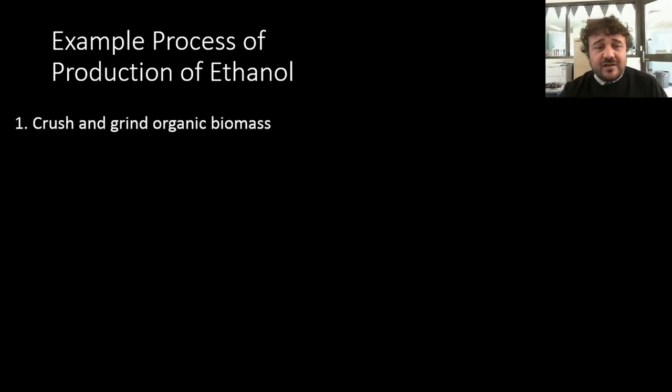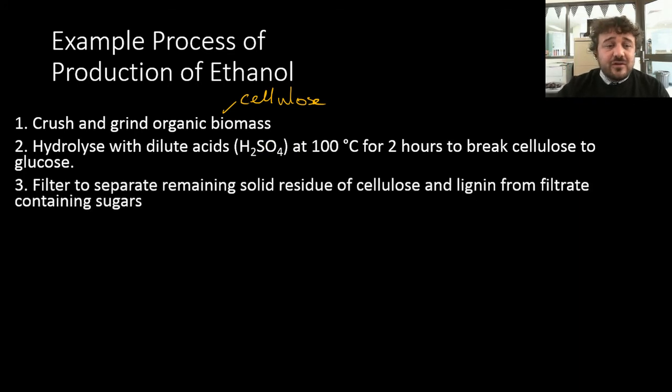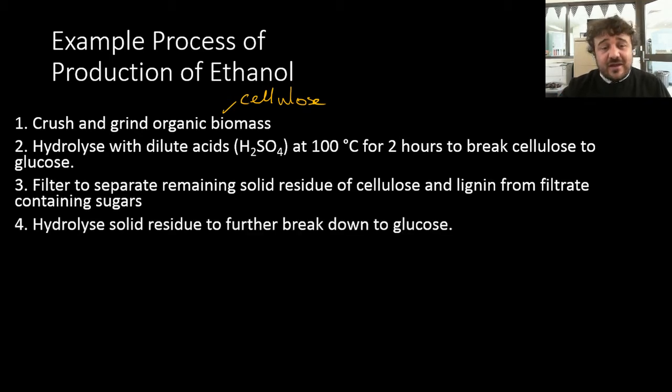Okay, so you crush and grind the organic biomass. In this case, it is to get out cellulose. We hydrolyze it with dilute sulfuric acid at about 100 degrees Celsius for 2 hours, and this breaks the cellulose into its monomer units of glucose. We filter out the remaining solid, and we redo it again with the acid to get the rest of the sugar out that we can. So we hydrolyze it to get more sugar, or as much as we can.